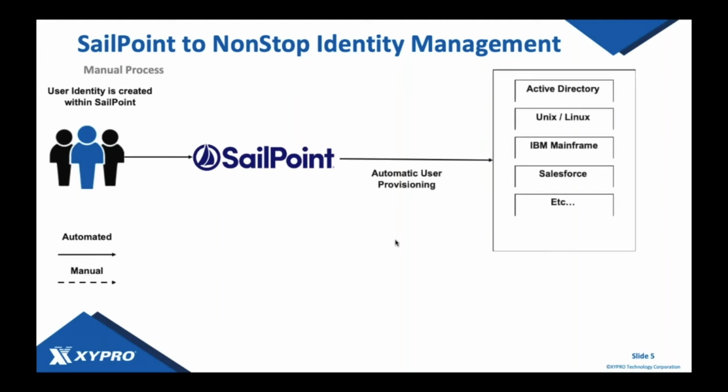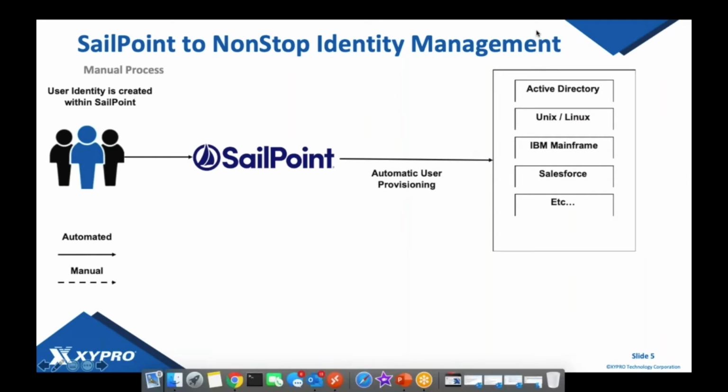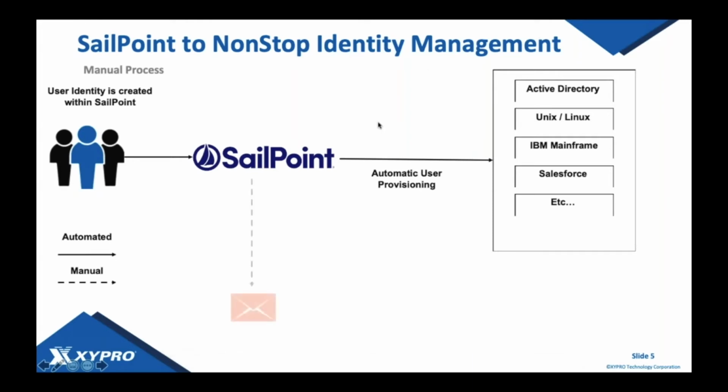SailPoint would then go out and automatically provision that identity and create user IDs in Active Directory, for example, or your Unix systems, your IBM mainframe. It could be within Salesforce or any other applications or systems you have. You would just select those boxes within SailPoint, and that identity would automatically be provisioned at those endpoints in those applications. The NonStop has never been able to participate in this, so it's always been a manual process.